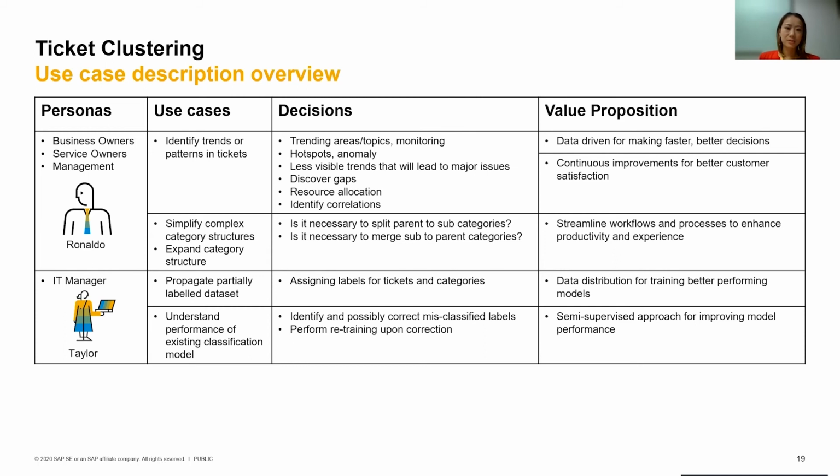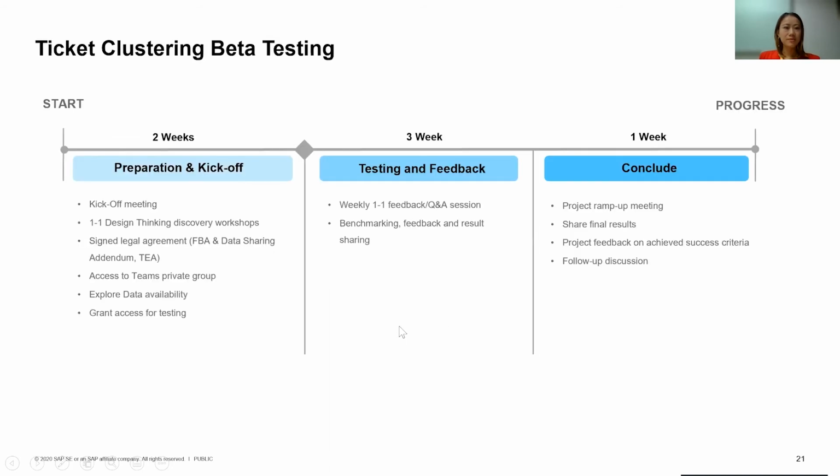So with that, I want to introduce you to the ticket clustering beta testing program in the next few slides. We are running this 5-week beta testing program until the end of Q3, because we plan to make this feature GA in Q4.